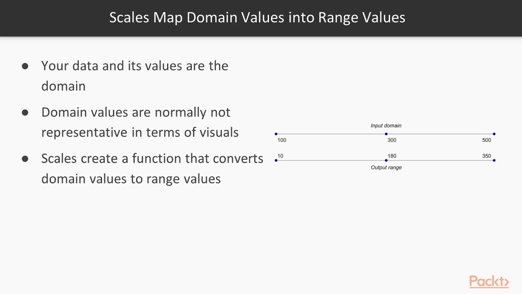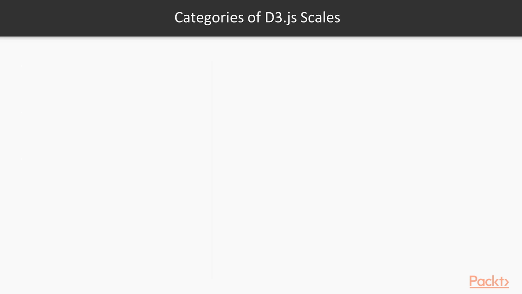Using the input domain and output range extents, the linear scale will be able to convert any values from the input domain to the output range. As an example here, 300 would be converted to 180. Linear scales often get used to convert domain values into positions along the x-axis or y-axis of a visualization. And we will see this in operation when we convert our life expectancy and fertility rates into positions on our axes. D3.js comes with quite a few different types of scales.